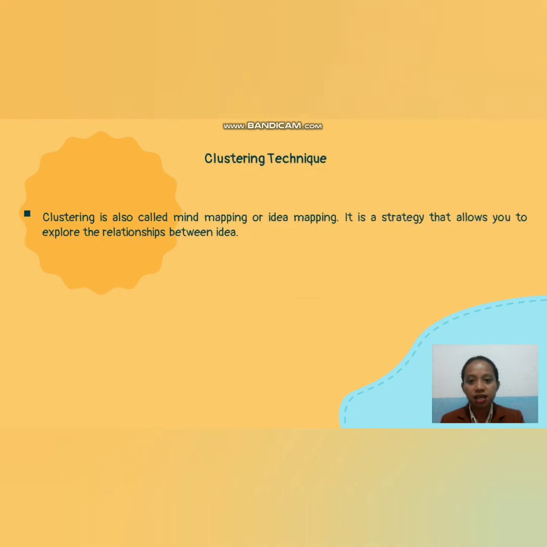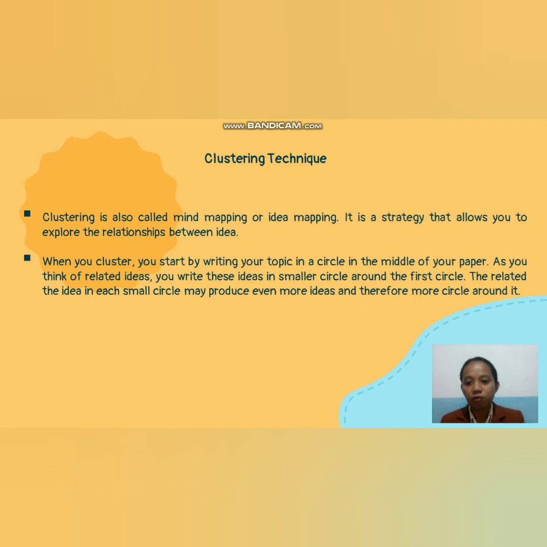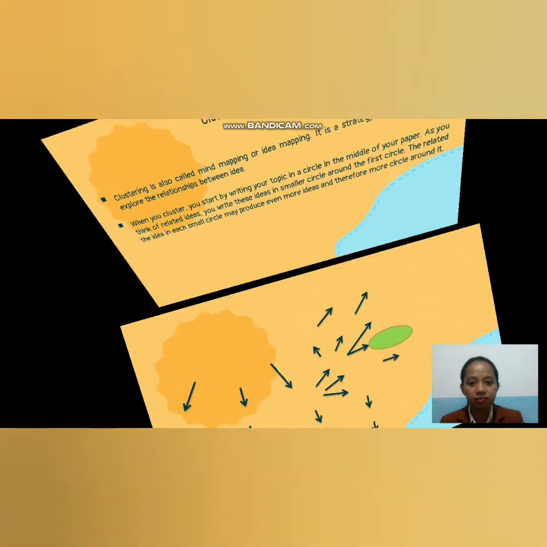Okay, students, the clustering technique here is called mind mapping or idea mapping. Mind mapping here is a strategy that allows you to explore the relationships between ideas. When you cluster, you start by writing your topic in a circle in the middle of your paper. The idea in each small circle may produce even more ideas and therefore more circles around it.